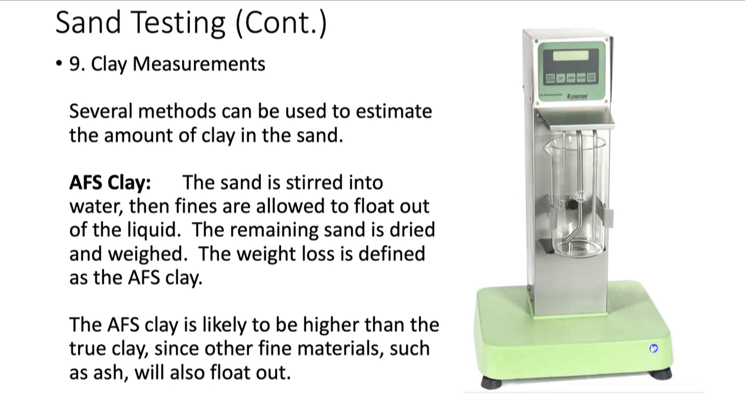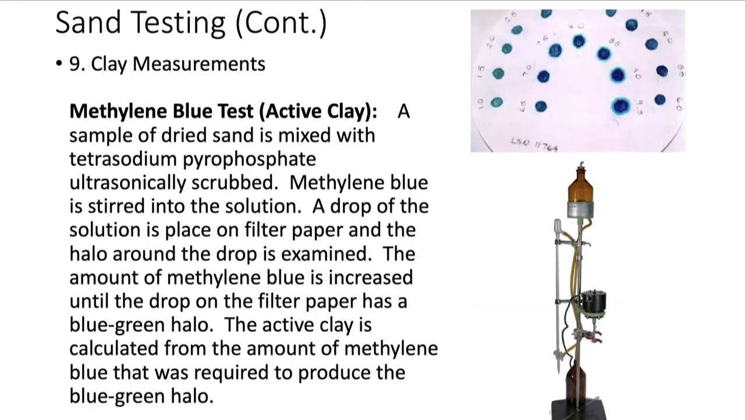But the clay gets removed, and then we weigh it again, and we get the total clay, or the AFS clay. But the problem with this experiment is it doesn't tell us actually how much clay is bonding, because it measures both the dead clay and the live clay. So AFS clay gives you the total clay that's in the sand. A methylene blue test tests to see how much live clay or active clay is in the sand.